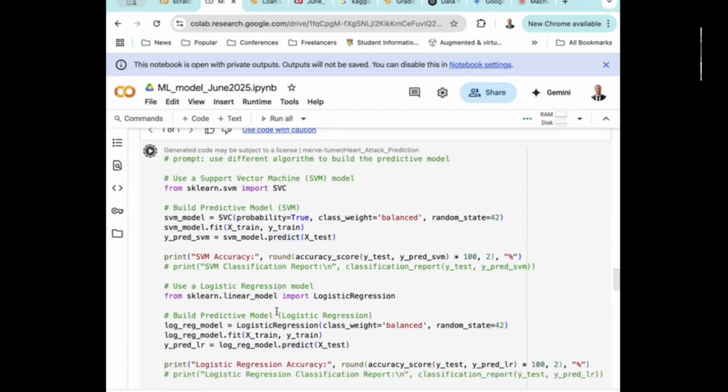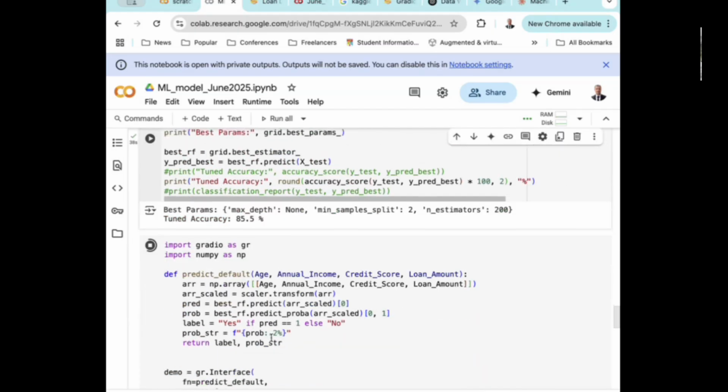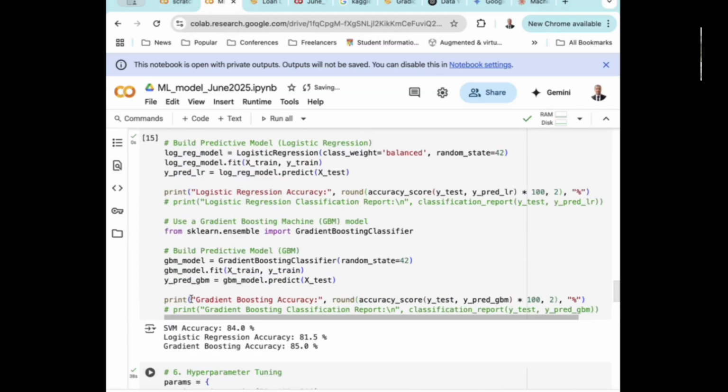Might take some time. But you can see how useful it is using generative AI with writing the code to build a model.